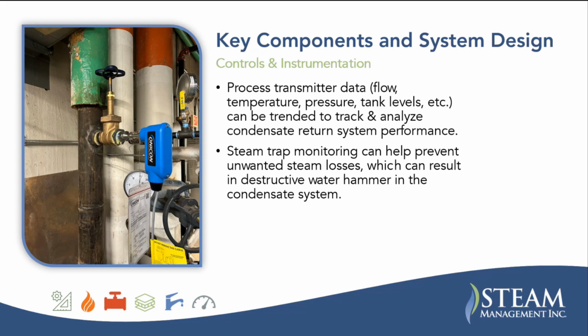So some other components, controls and instrumentation. So process transmitter data, especially flow, temperature, pressure, tank levels, that can all be trended and tracked to analyze condensate return system performance. We run into this a lot when we're implementing efficiency measures, all types of efficiency measures. We want to know what the impact on the system is.